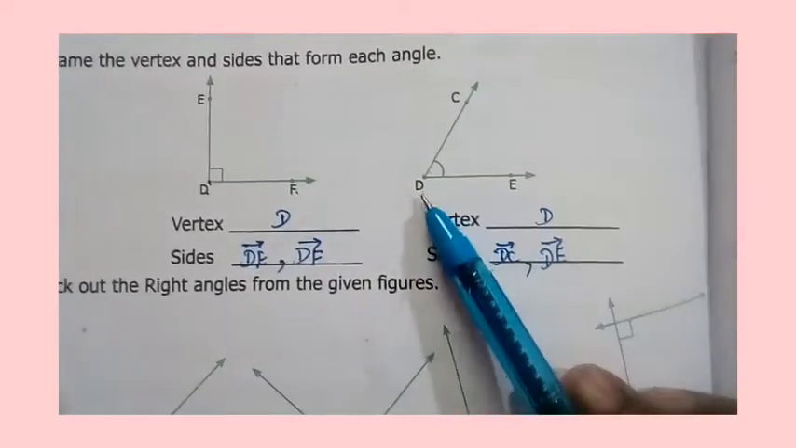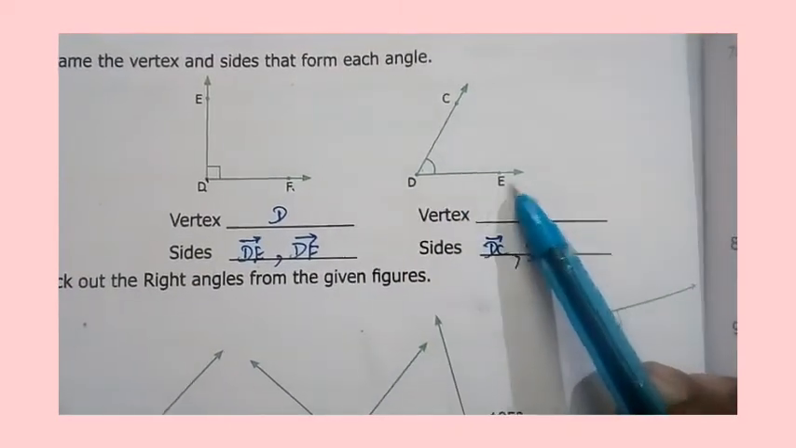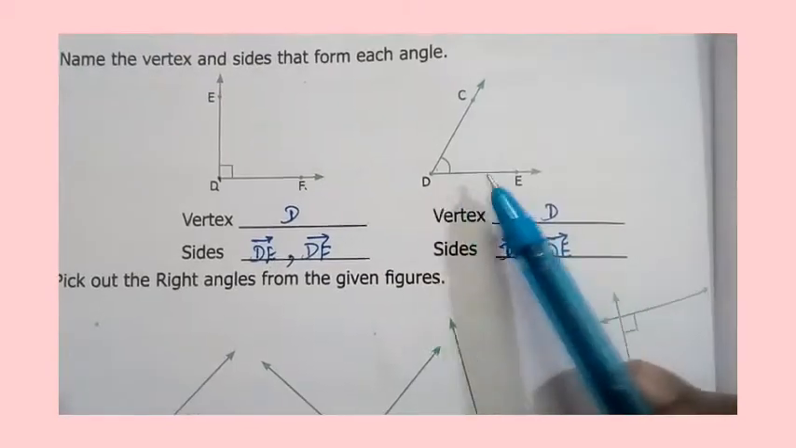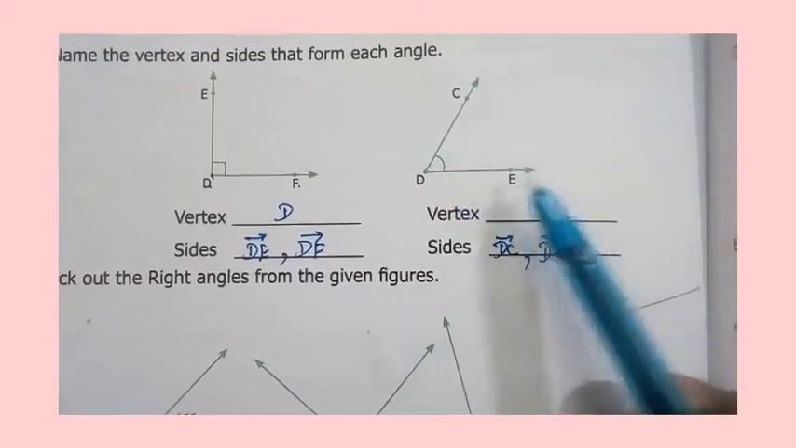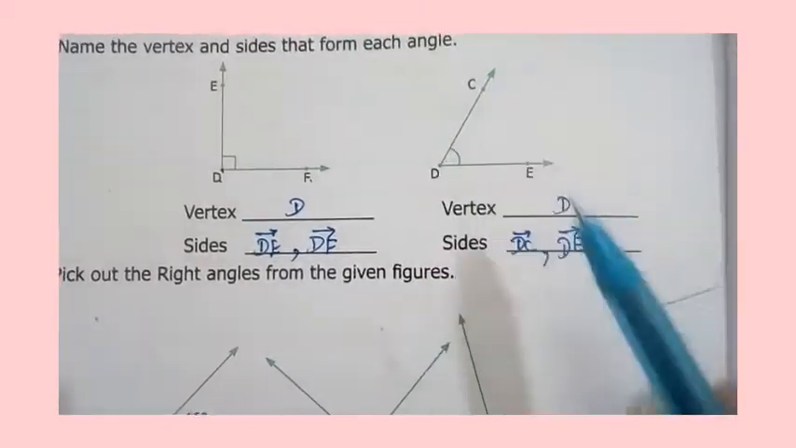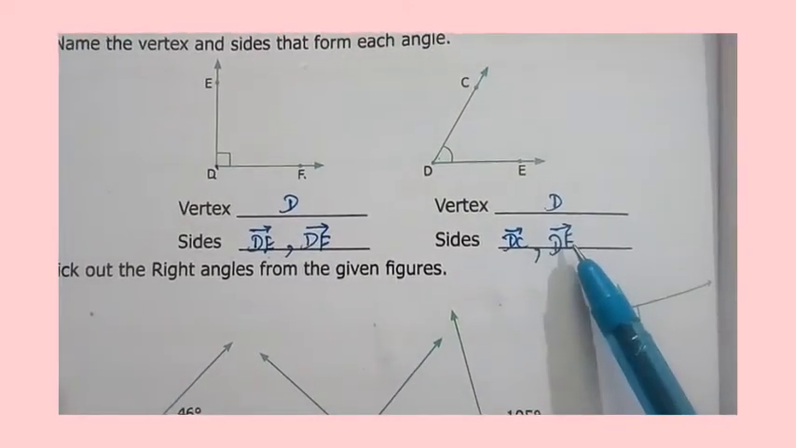For this one, the vertex is D and the sides are DE and DC. This is the name for the ray, ray DE, ray DC. Don't use a comma between these two letters; write them together.